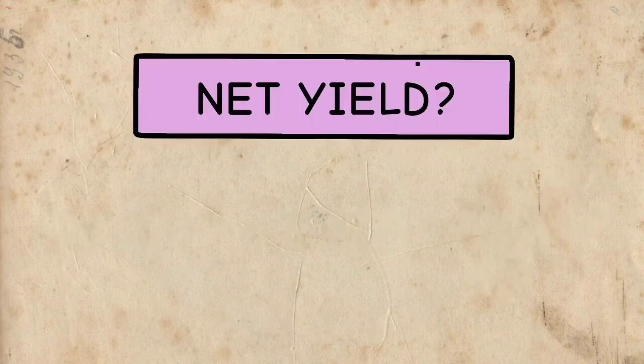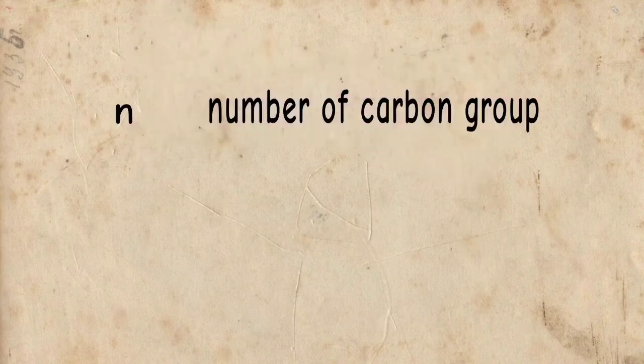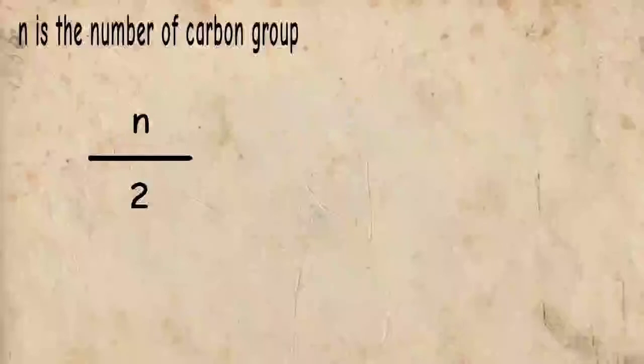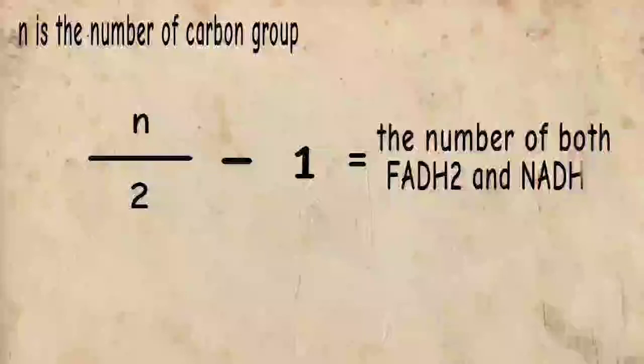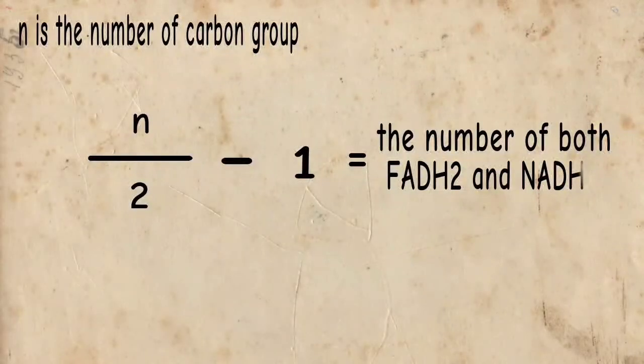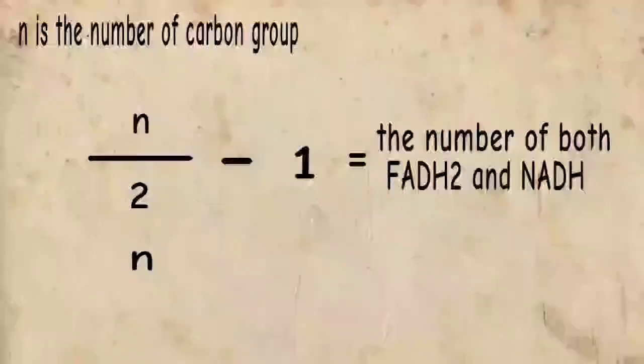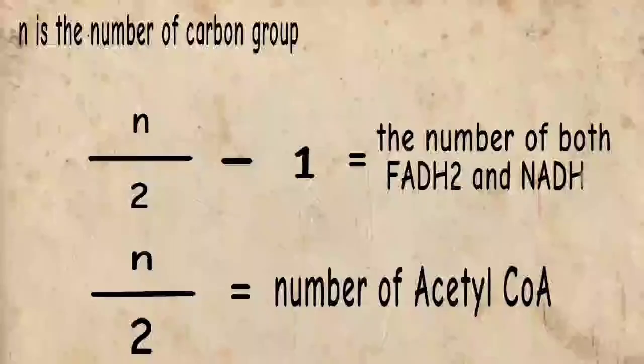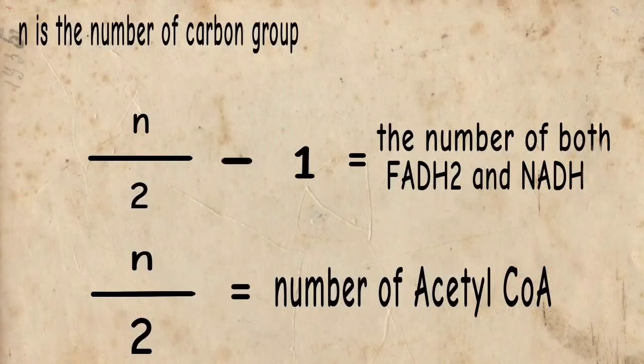To make it easier for you to know the net ATP yield, here's a trick. We'll make use of N as the number of carbons. First, the number of carbon group is divided by 2 and subtracted by 1 to get the FADH2 and NADH. Second, the number of carbon group is divided by 2 to get the number of acetyl-CoA produced.